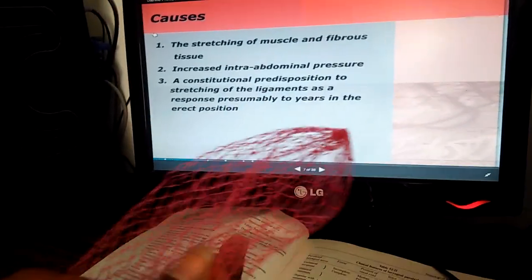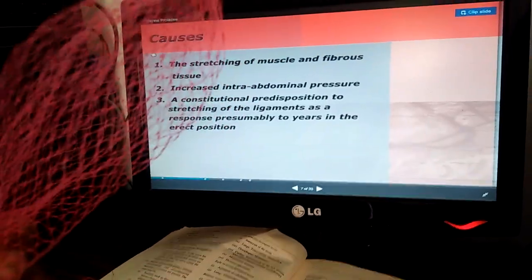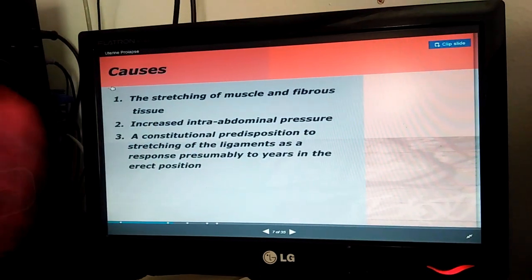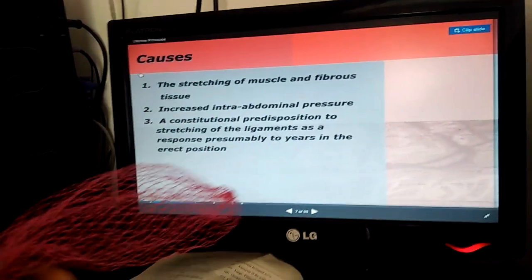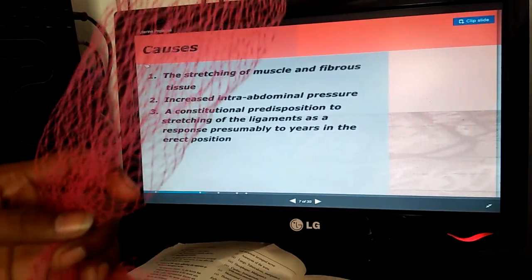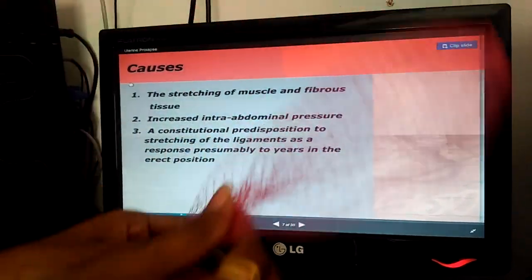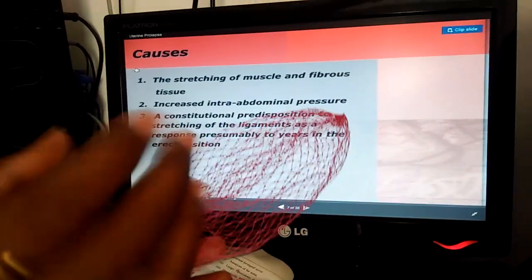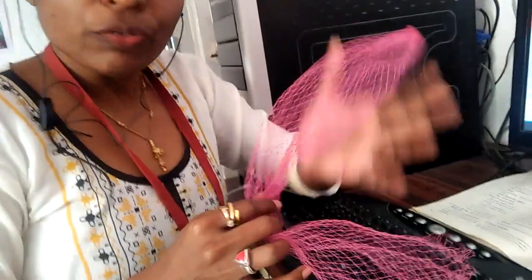What is the meaning of congenital? One is congenital weakness. Second, childbirth: during delivery, if you do not take proper care during intranatal care, it can lead to weakness of the support. And third is climacteric. What is the meaning of climacteric? Climacteric is the age before and after the menopause. During the climacteric, the estrogen level drops down, and when the estrogen level drops down, what we get is weakness of the supports.